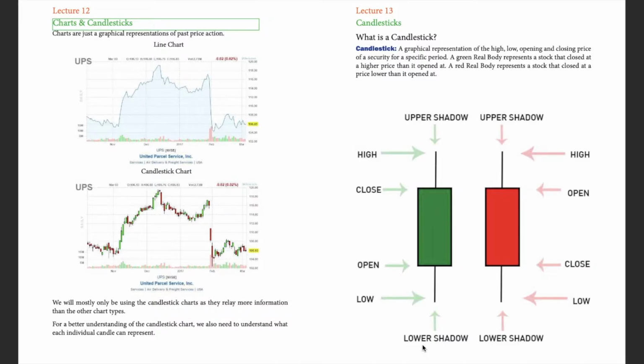Today we'll be going through the basics of candlesticks and how important candlesticks are for doing intraday. So a candlestick just represents the high price, low price, opening price and closing price of a security for a specific period.